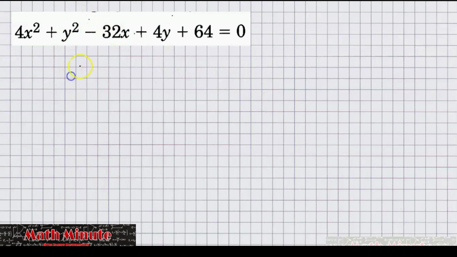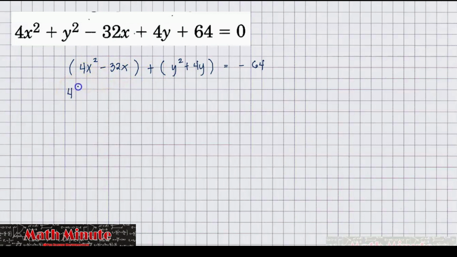So in here, you will have 4x squared minus 32x plus y squared plus 4y is equal to negative 64. So your constant should be on the right-hand side of your equation. Next, if you have a numerical coefficient higher than 1 on your squared term, what you're going to do is to factor it out.